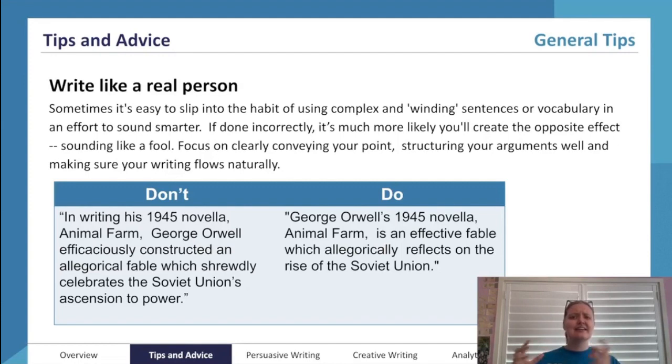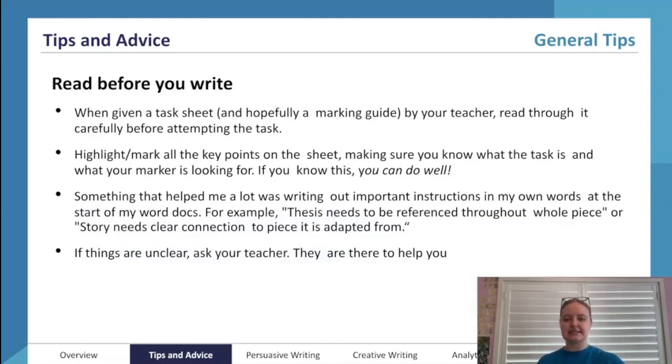And that little exemplar there, the kind of writing we're trying to avoid is: in writing his 1945 novella Animal Farm, George Orwell effervescently constructed an allegorical fable which shrewdly celebrates the Soviet Union's ascension to power. Cool. I mean, it sounds nice coming off the tongue, but what does it actually mean? There's really no way of knowing. Instead, we condense it, we make it simple, we make it straightforward, we make it to the point. George Orwell's 1945 novella Animal Farm is an effective fable which allegorically reflects on the rise of the Soviet Union. Much nicer, much crisper, and much easier to understand.